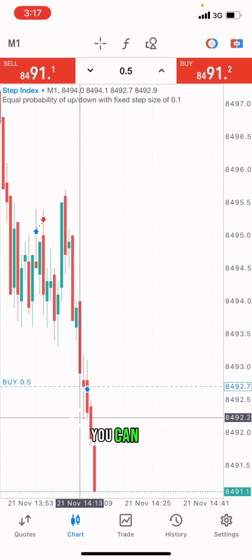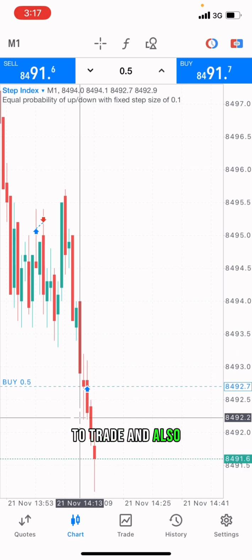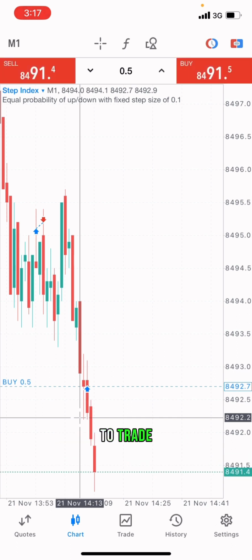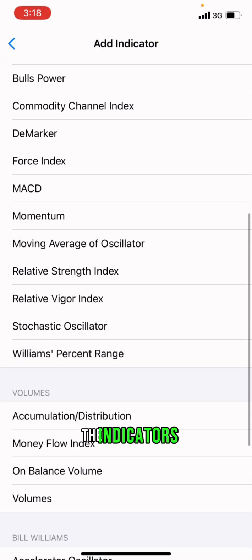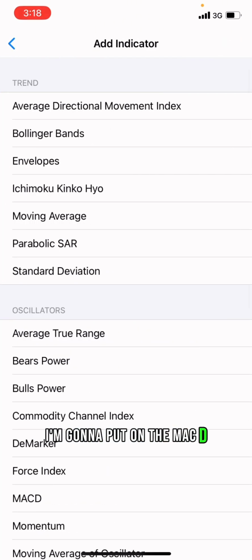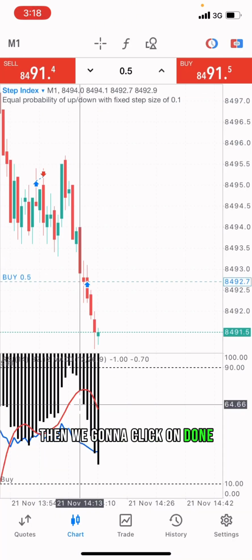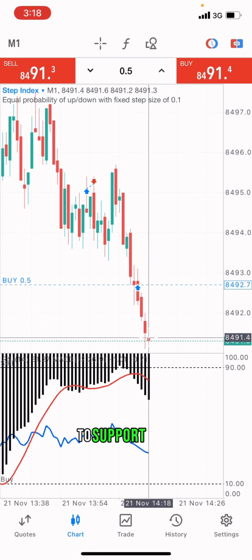So you can use the indicators, the RSI and the MACD, to trade, and also use technical analysis to trade. Now if we go back and choose the main window so that we can set the indicators, which is the RSI right here, I'm going to put on the MACD, then I'm going to click on done. Just like I said right here, you can clearly see that the market is going to buy because it has gotten to the support zone.